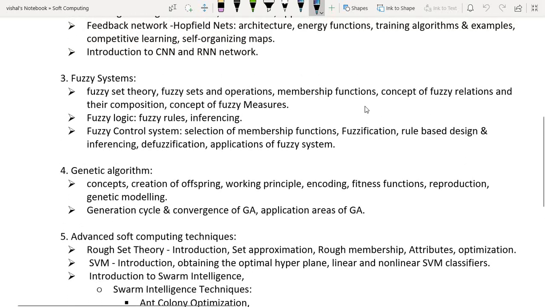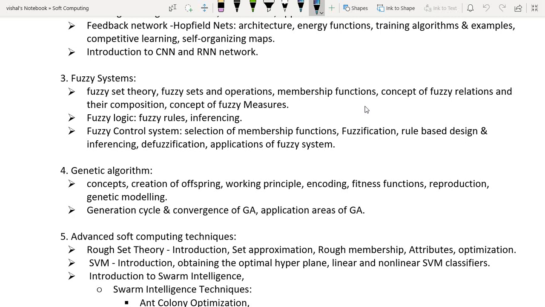In third unit, we have fuzzy system. Fuzzy system is something that is used to solve the soft computing problems. We will see how any system which uses fuzzy logic is called as fuzzy system. So we will see how fuzzy logic or fuzzy system is different than our classical set problems. In this, we have various subtopics like fuzzy set theory, fuzzy sets and operations, what exactly membership function it is, then concept of fuzzy relations, their composition, concept of fuzzy measures.